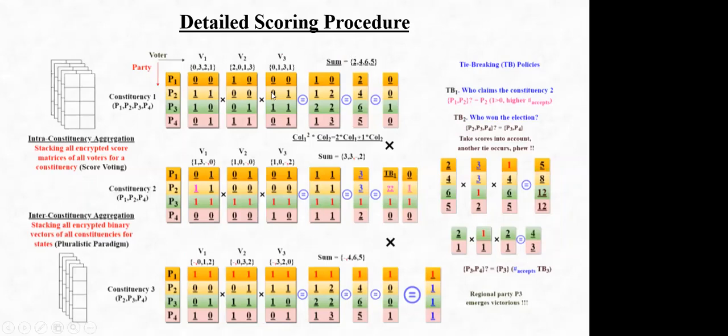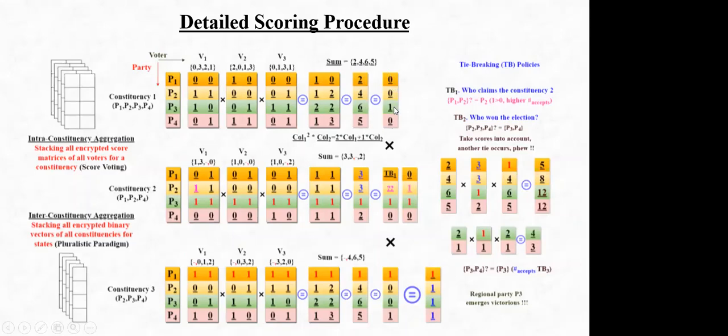Same goes for V2, same goes for V3. And all of these are aggregated. And how do you convert binary to decimal? Simply by multiplying the first column by 2 and adding the second column. So you take 2 into column 1 plus the second column, which results in the underlying plain text being processed like this. So you get the scores as 2, 4, 6, 5, and the party P3 emerges victorious in constituency 1.